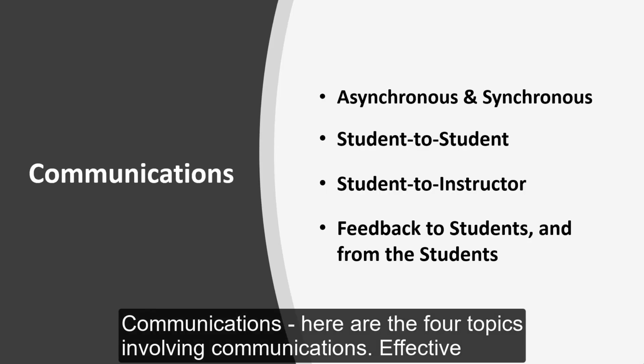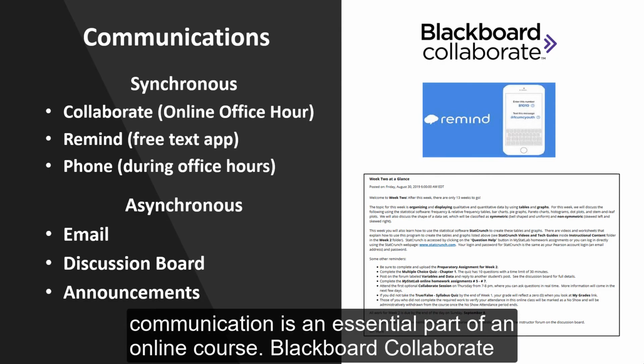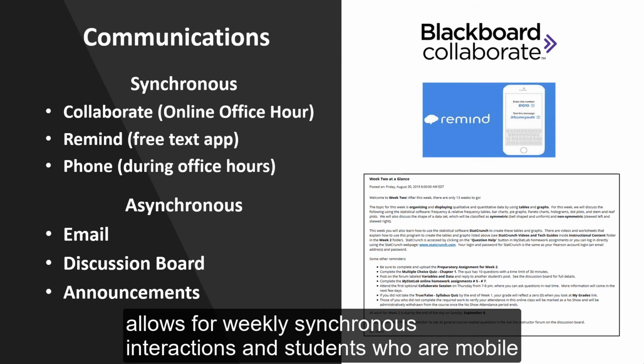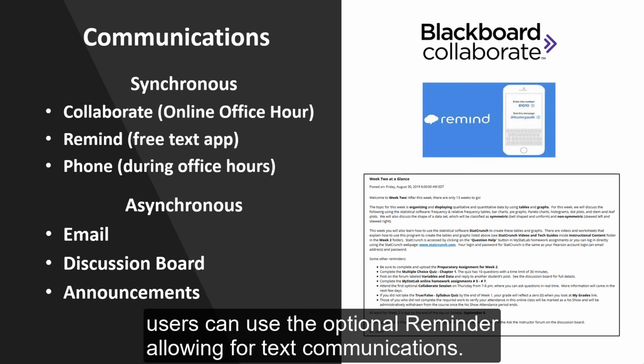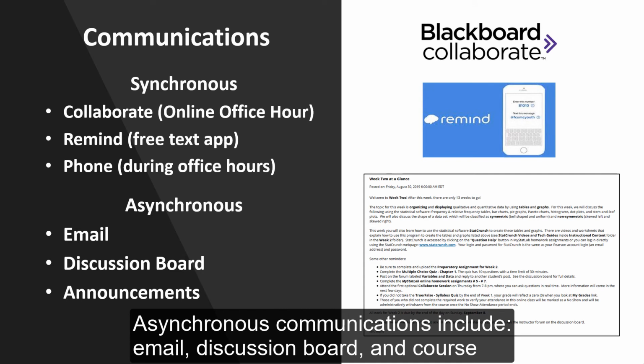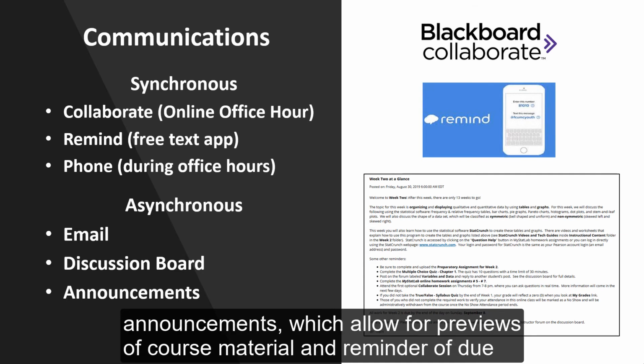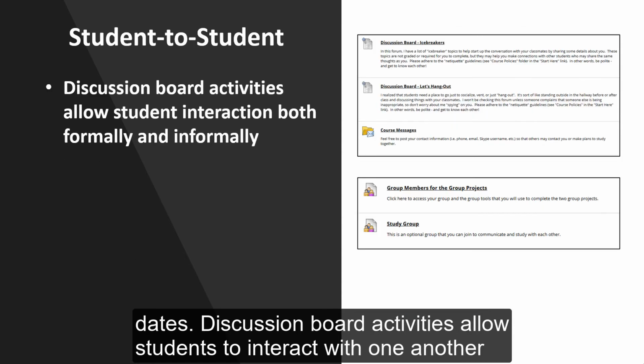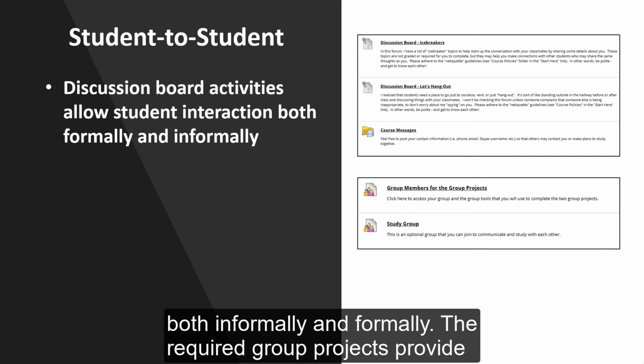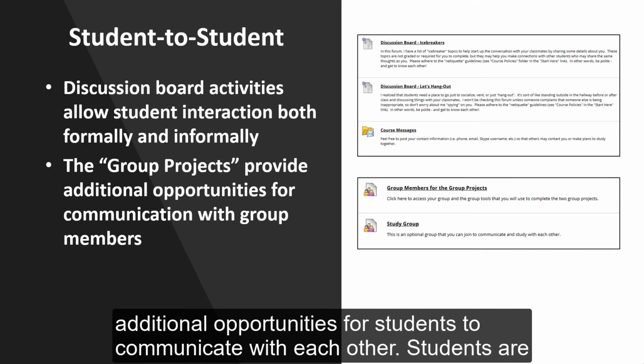Communications. Here are the 4 topics involving communications. Effective communication is an essential part of an online course. Blackboard Collaborate allows for weekly synchronous interactions, and students who are mobile users can use the optional Remind app, allowing for text communications. Asynchronous communications include email, discussion board, and course announcements, which allow for previews of course material and reminder of due dates. Discussion board activities allow students to interact with one another both informally and formally. The required group projects provide additional opportunities for students to communicate with each other.